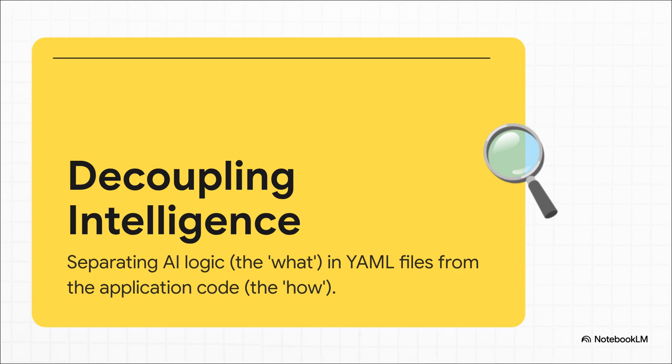Think about it like this. Your kitchen is the application code. It's got the oven, the knives, the how to cook. Your recipe is the YAML file. It's the what to cook. In the old model, the recipe is welded to the oven. With MFO, they're separate. You can swap out recipes all day long without having to tear out the kitchen and build a new one. That separation, that's everything. It's what gives you speed and control.